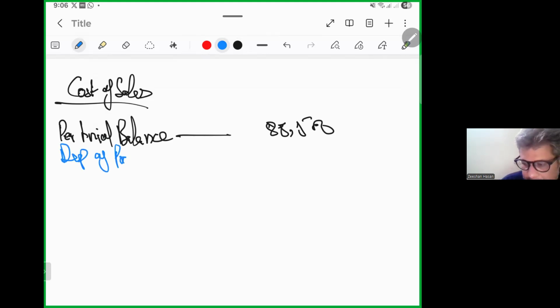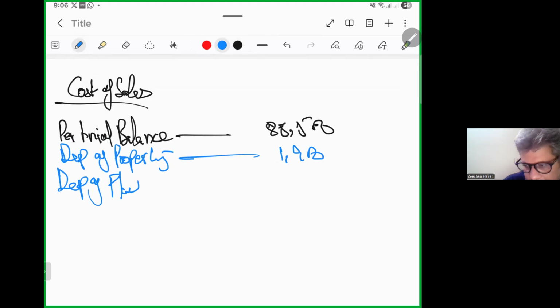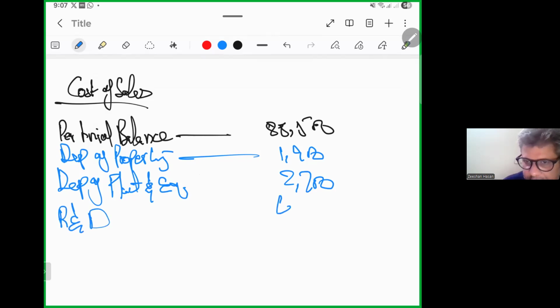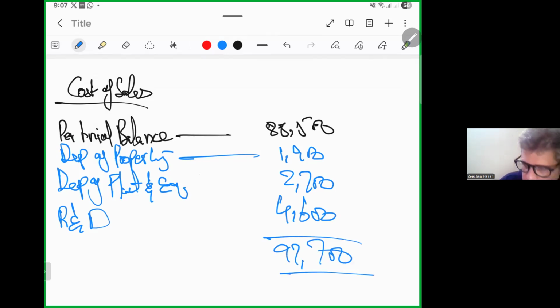Depreciation of property, we already did the working for 1,900. Depreciation of plant and equipment, 2,700. So that we already did the working, so no need to do it again. And finally, research and development. We already did the working, so 4,600. Total, our cost of sales is 97,700.